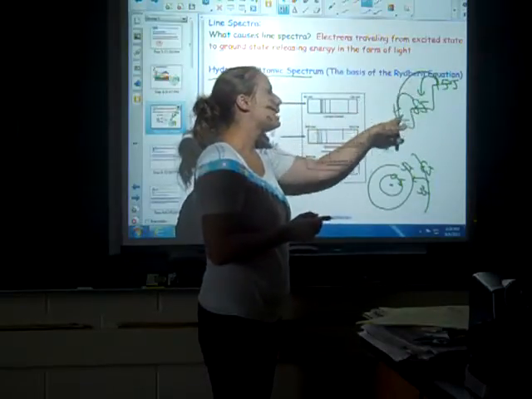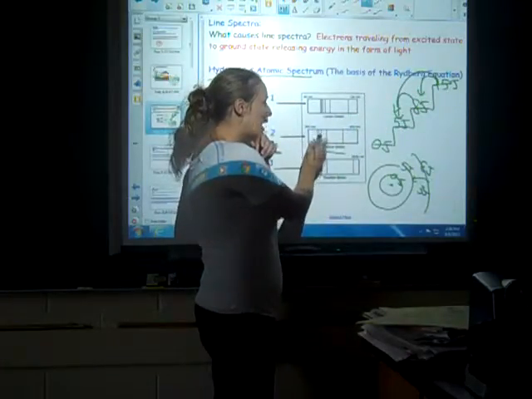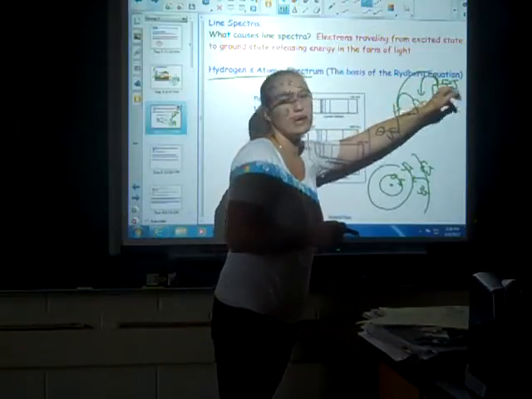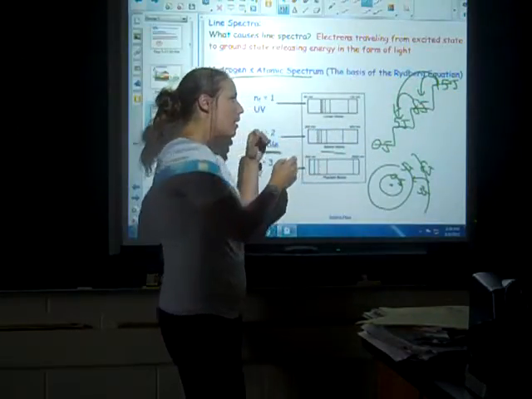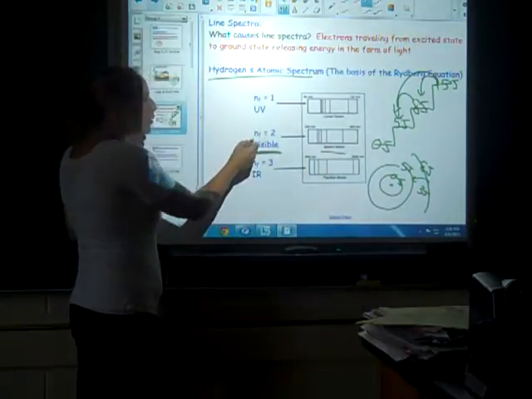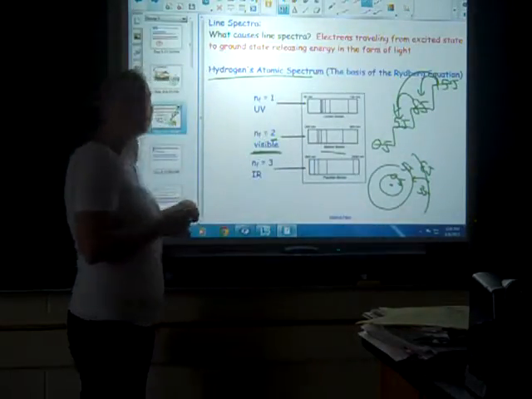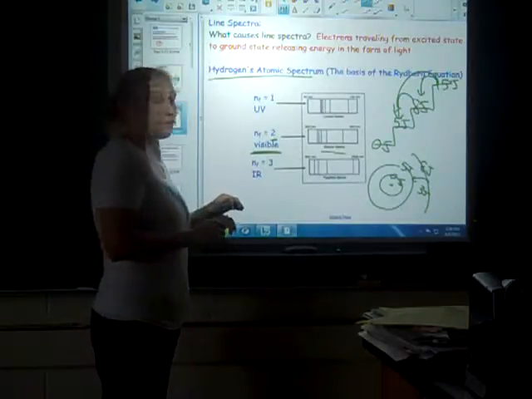They might go from the third step to the second step, and that might be this first line here. They might go from the fourth step back down to the second step, and that might be this line right here, okay? But for that visible spectrum, we're always returning back to the second orbit, okay?